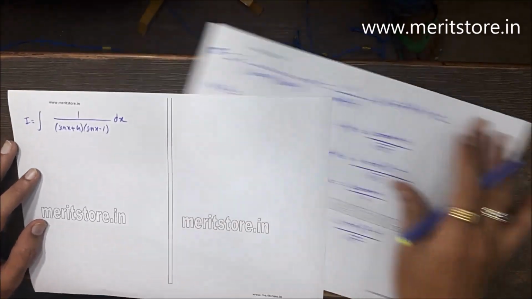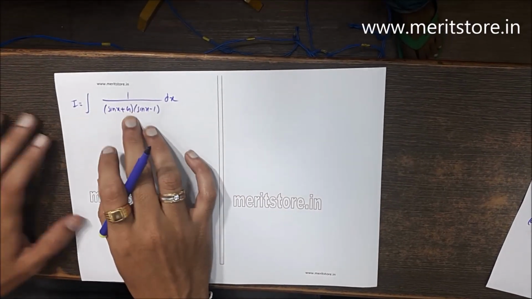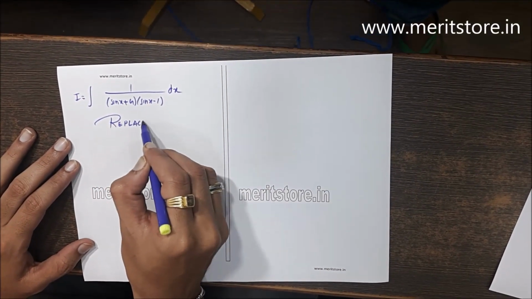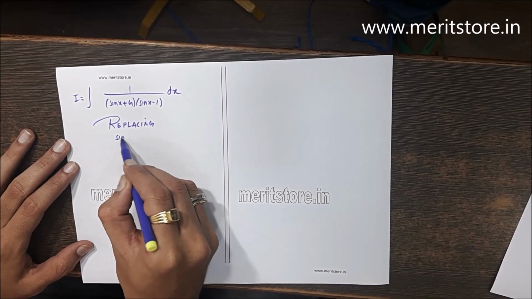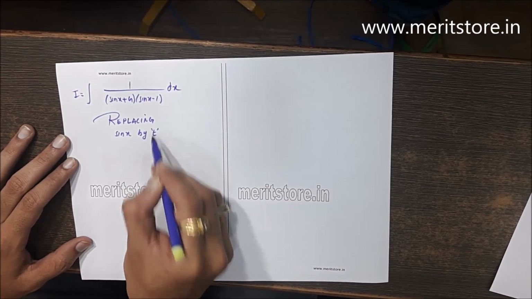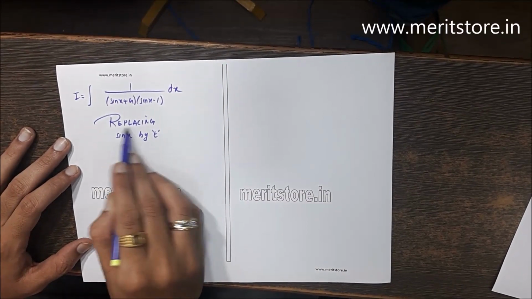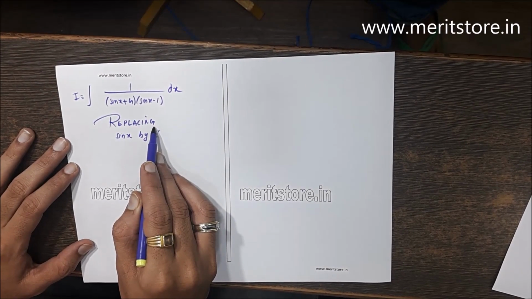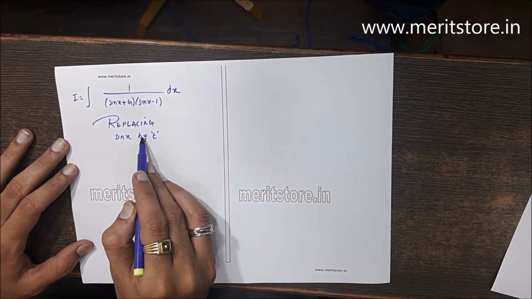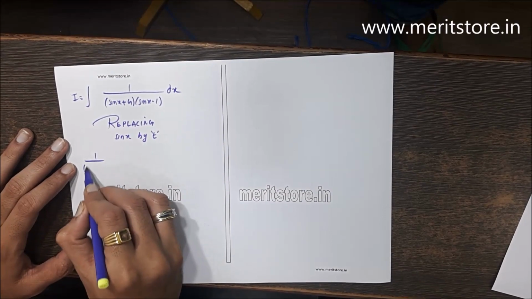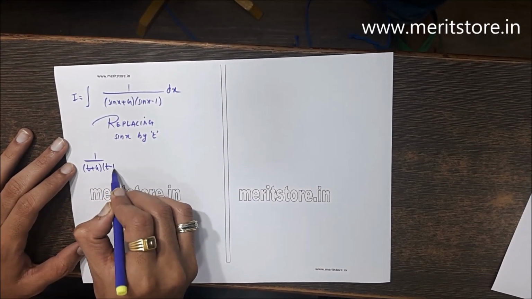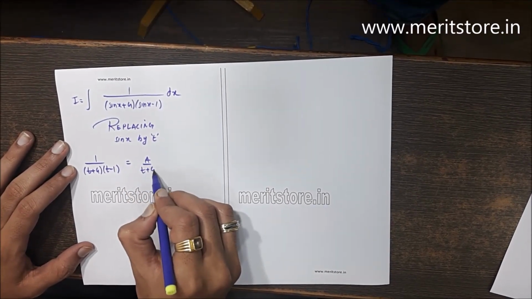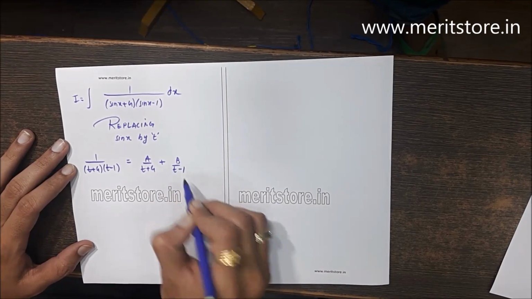Now, just for solving this, what I am doing is, I am replacing sin x by t. Please note, I am strictly using the word replacing and not substituting. This will now shift to our partial fraction of the fourth category. If you observe, we have 1 upon (t plus 4) into (t minus 1), which will be equal to a upon t plus 4 plus b upon t minus 1.